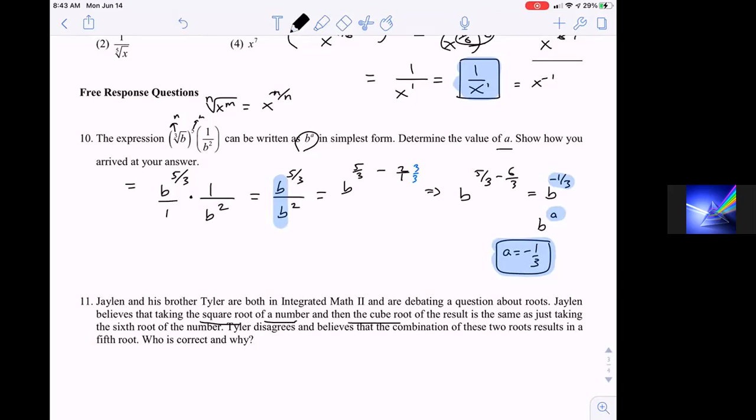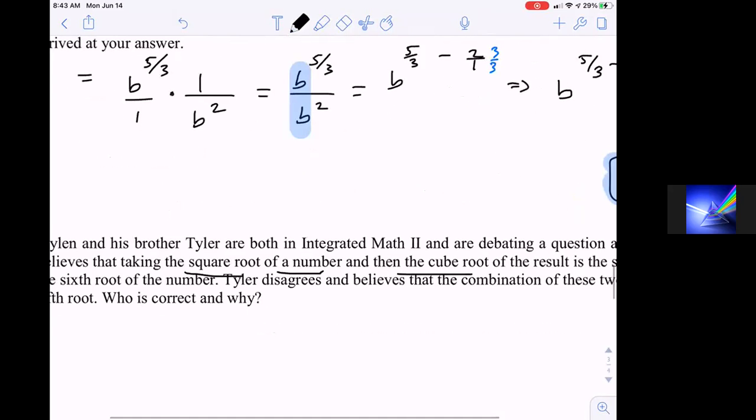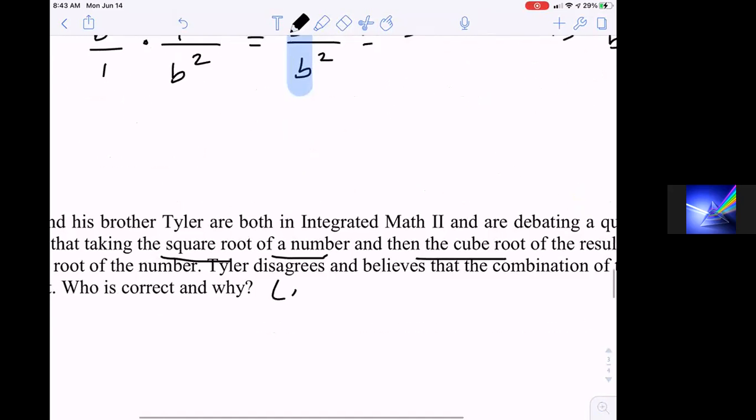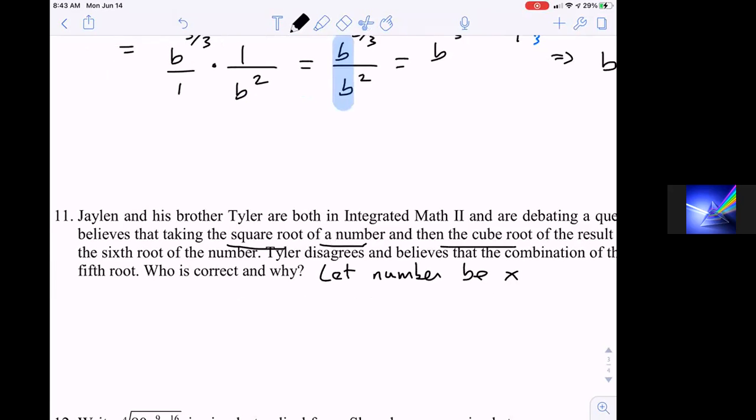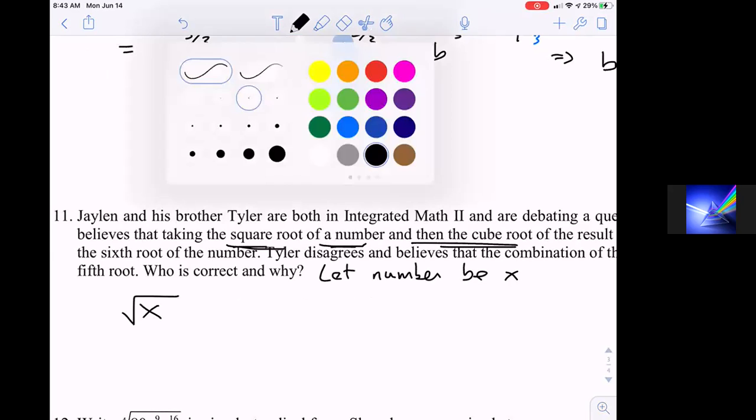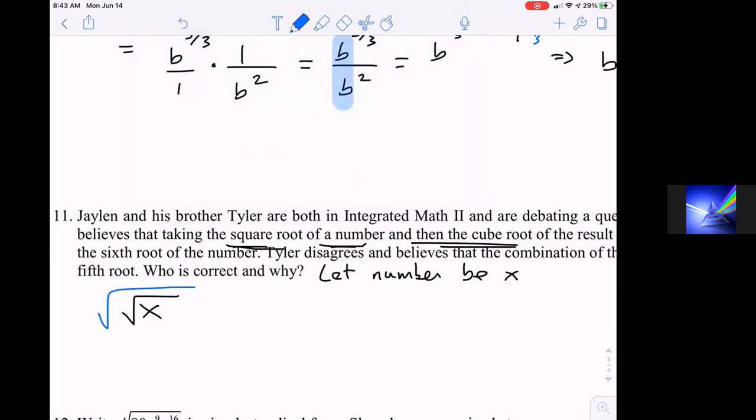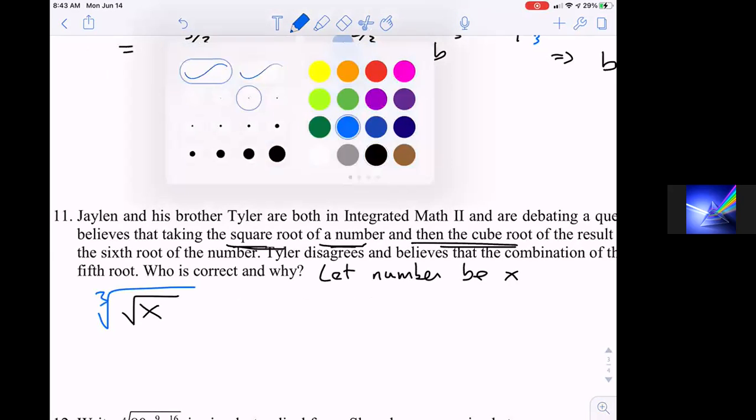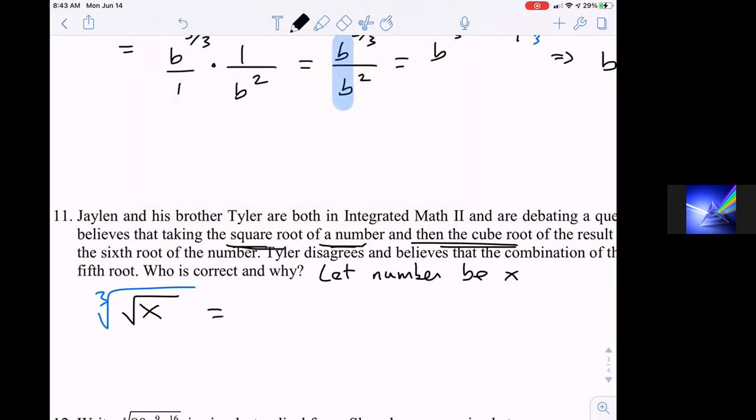Okay, so the first brother thinks that taking the square root of a number and then the cube root. So we're going to let the number be x. We're going to take the square root of x, and then the cube root. So there's two layers going on here. So what do we have here? The inner one is x to the 1/2 power raised to the 1/3 power.